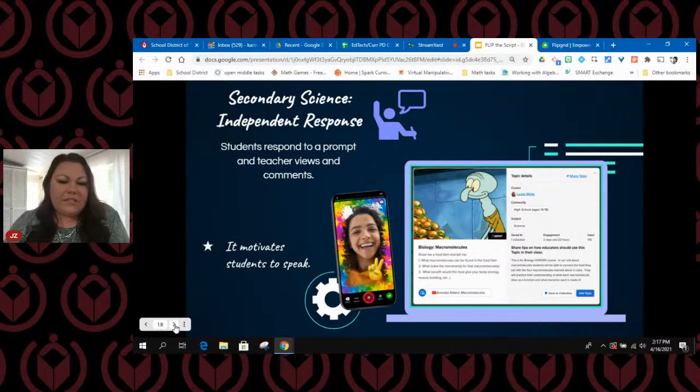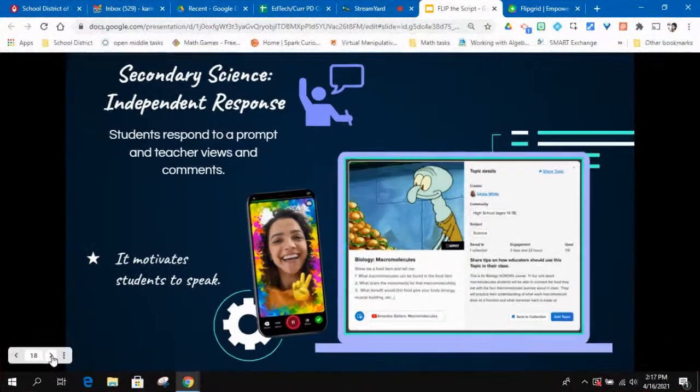In this one, the student has to describe the macromolecules. This would be for a biology student. And again, if they are unsure, this gives them multiple times to come up with their answer before they submit. And it's really easy for a teacher to assess that student's understanding.